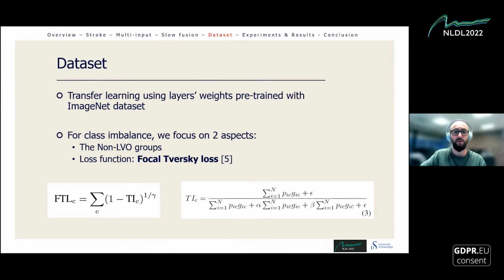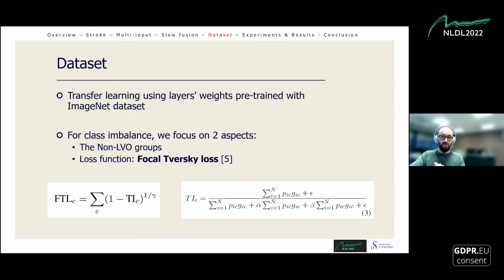We focus on the non-LVO group during training, and we also try to focus on a specific loss function. When I say that we focus on the non-LVO group, it means that during training, and only during training, if there is a misclassification or missegmentation of one of these patient groups, we try to have a high penalty, only for this non-LVO group. The loss function was generated by a research group mainly to attack this class imbalance in medical datasets.